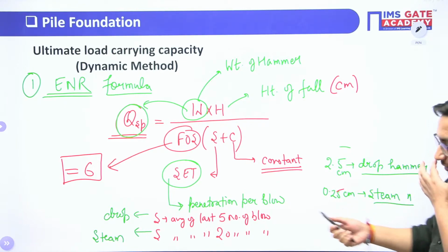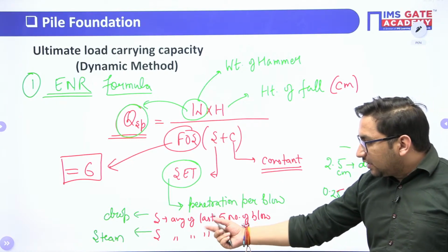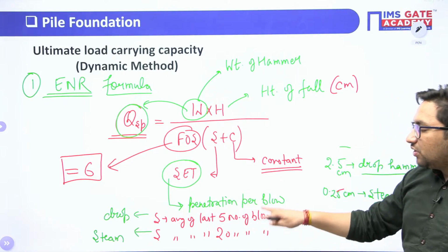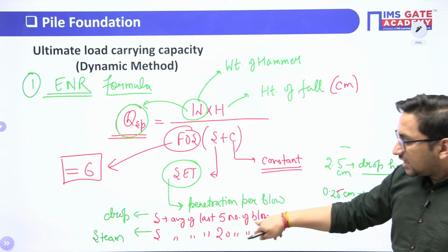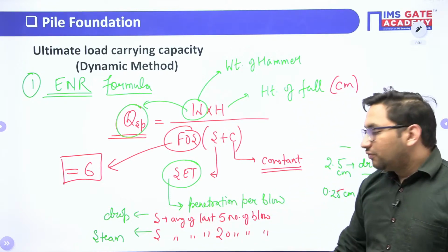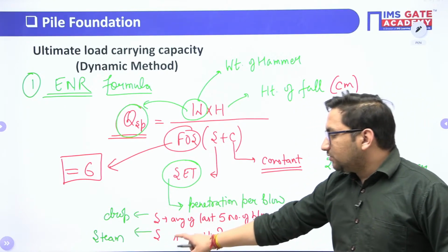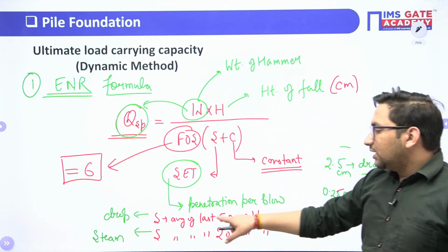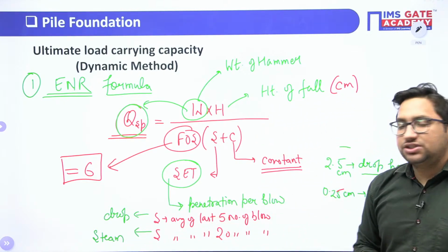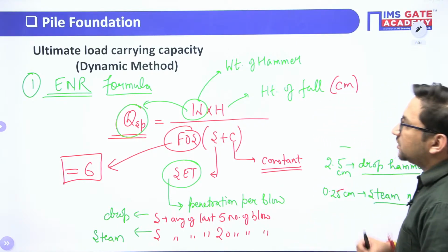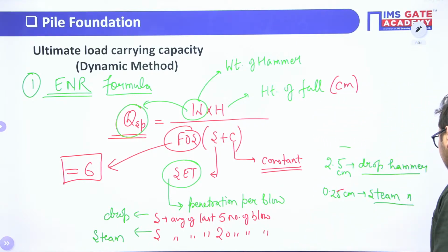Clear? Always remember, if the examiner gives you directly the S value or penetration value for a number of blows, you should take the average of the last 5 blows in the case of drop hammer, whereas to calculate the set value in case of steam hammer, you have to take the average penetration of the last 20 number of blows. I hope this concept is clear. So this is your dynamic method.